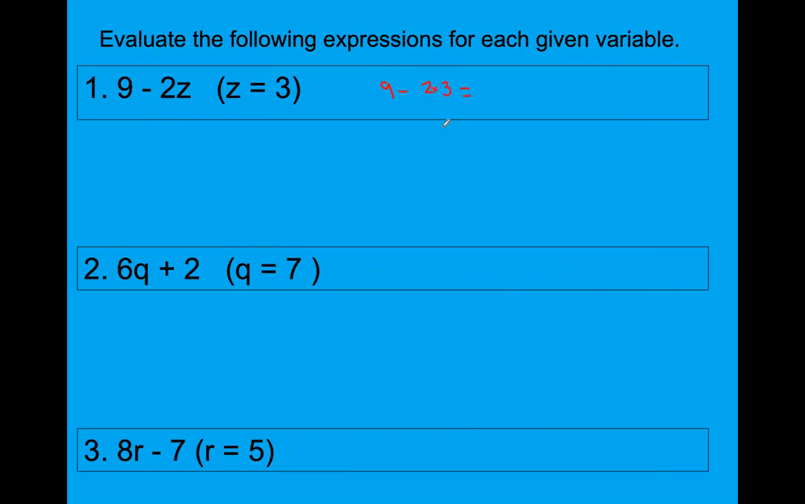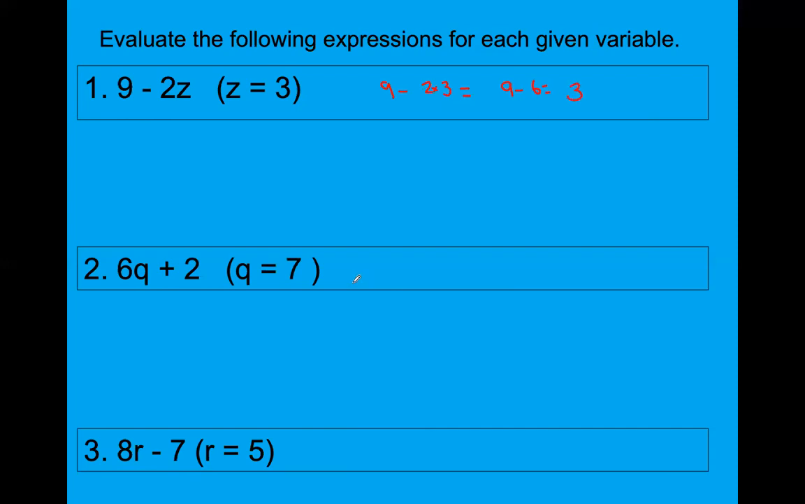We follow BIDMAS. We have two operations here, a subtraction and a multiplication. So the first one is going to be the multiplication. Now, 2 times 3 is 6. So we're going to have 9 minus 6. And the answer to this expression is going to be 3.